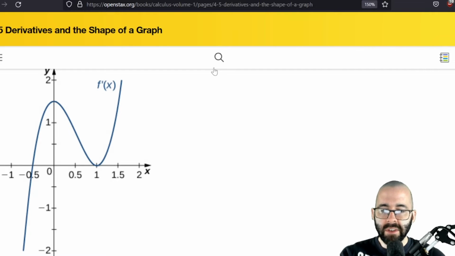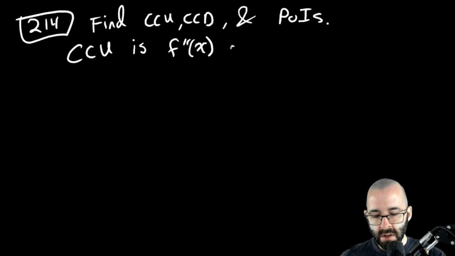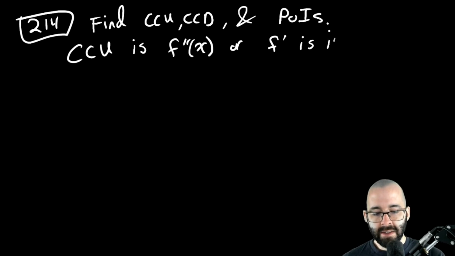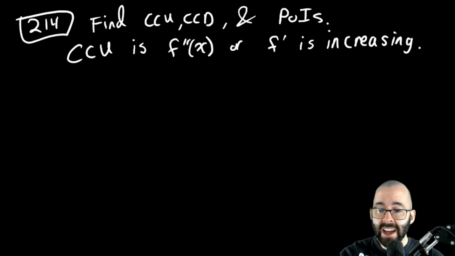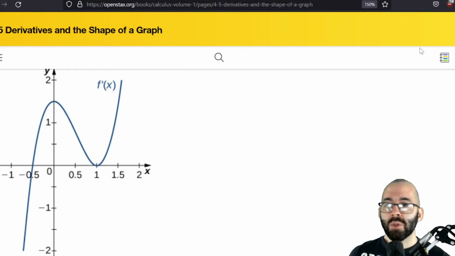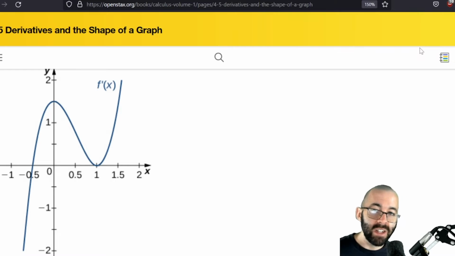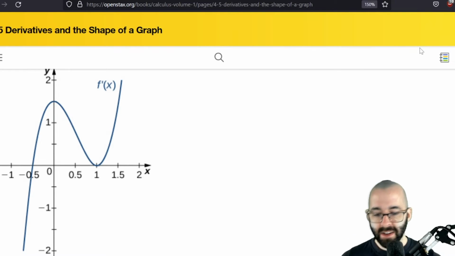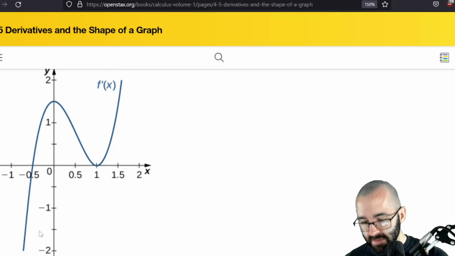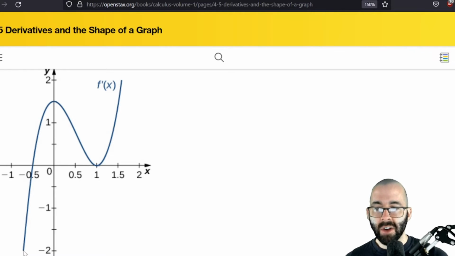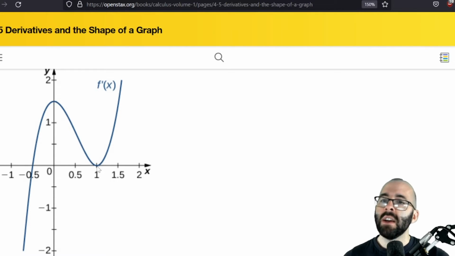What was the other definition for concave up? The other definition was when f prime is increasing. So we're going to have to use that definition here. When is f prime increasing? When is f prime going up? Well, this is our graph of f prime. F prime is going up, going up, going up, going up. F prime is now going down, going down, going down. And then f prime is going up and going up and going up again.